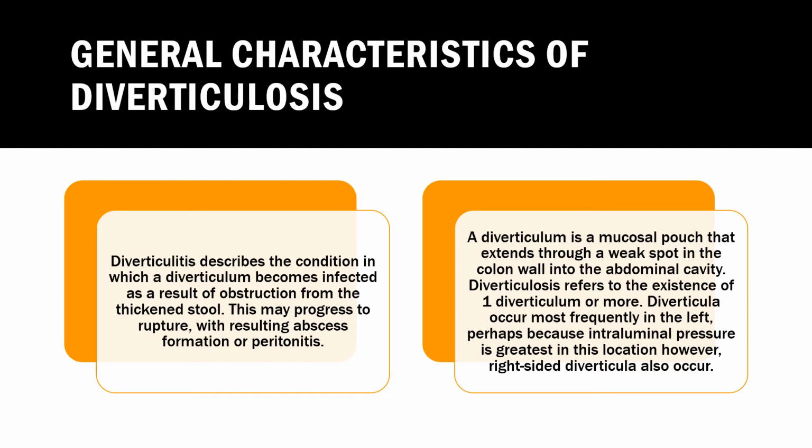General characteristics of diverticulosis. Diverticulitis describes the condition in which a diverticulum becomes infected as a result of obstruction from thickened stool. A diverticulum is a mucosal pouch that extends through a weak spot in the colon wall into the abdominal cavity.